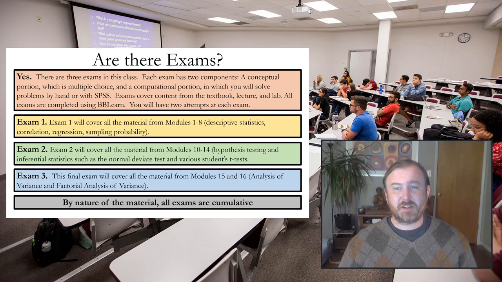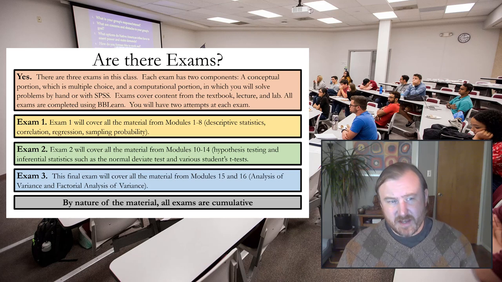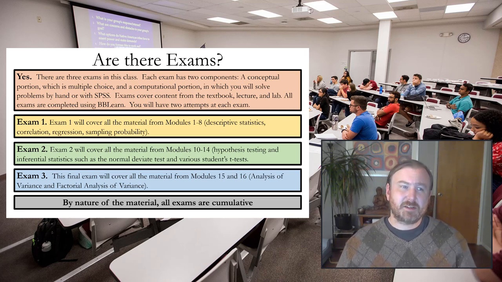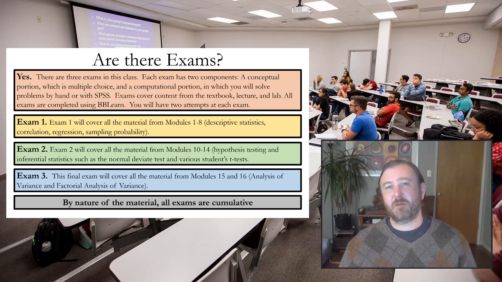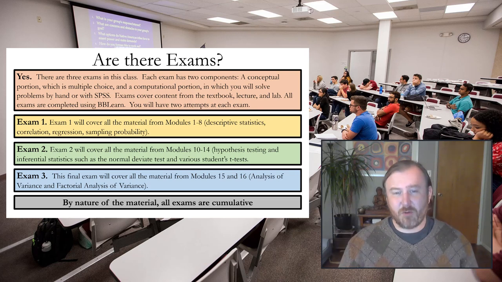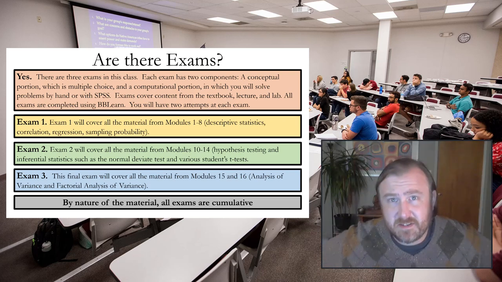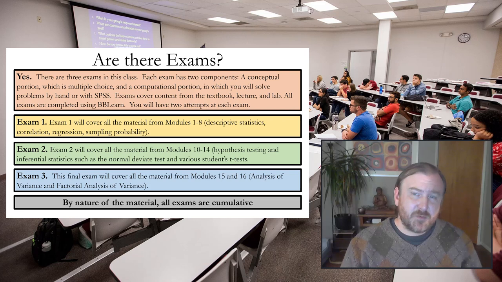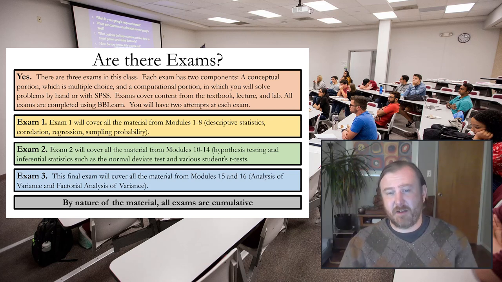Exam two is going to cover modules 10 through 14, which discuss null hypothesis significance testing and a variety of different inferential tests that involve independent variables with two levels. These include a normal deviate test, or z-test, a correlated groups t-test, an independent groups t-test, and a one sample t-test. That's all going to be covered on exam two. Exam three, which is the final exam, is going to cover material from modules 15 and 16: one-way analysis of variance and factorial analysis of variance.